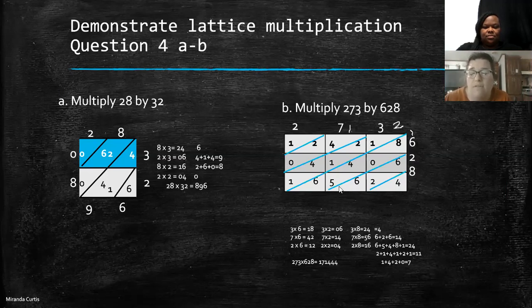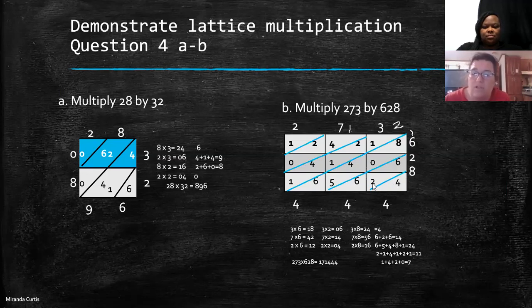8 times 7 is 56. Make sure 5's up here and your 6 is down there. 8 times 2 is 16. Make sure 1 is up here and your 6 is down there. Now here we're going to start our adding. We're going to bring our 4 down. Okay, then we're going to our next spot.